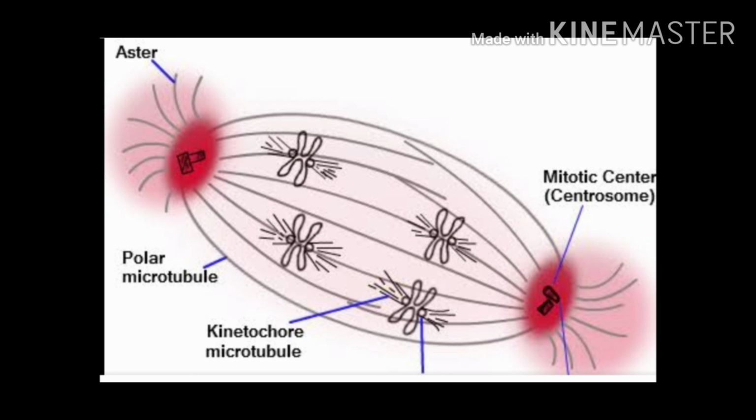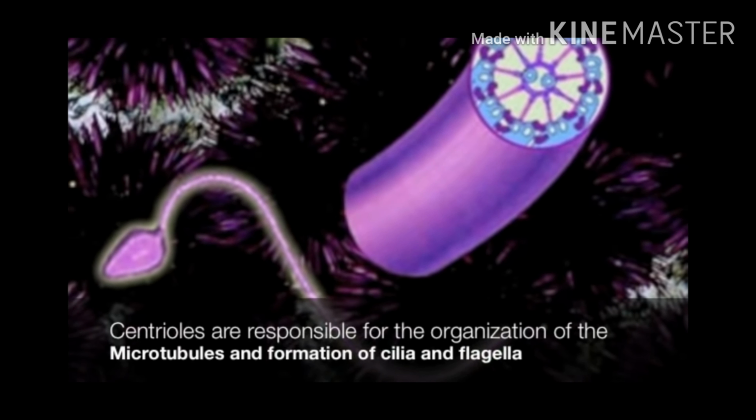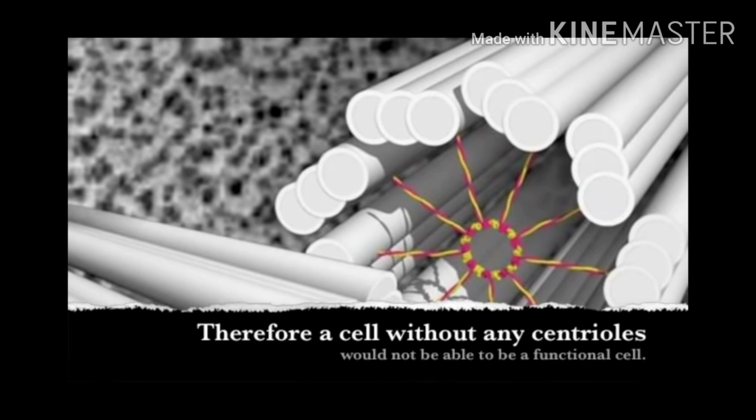Now you can see this is the diagram of cell division, in which both centrioles move to the opposite poles and form spindle fibers, and that helps in the separation of the chromosomes. So we can say centriole is a very important cell organelle, and without centriole, the cell would not be a functional cell, because it helps in cell division. It also helps in the formation of the cilia and flagella.